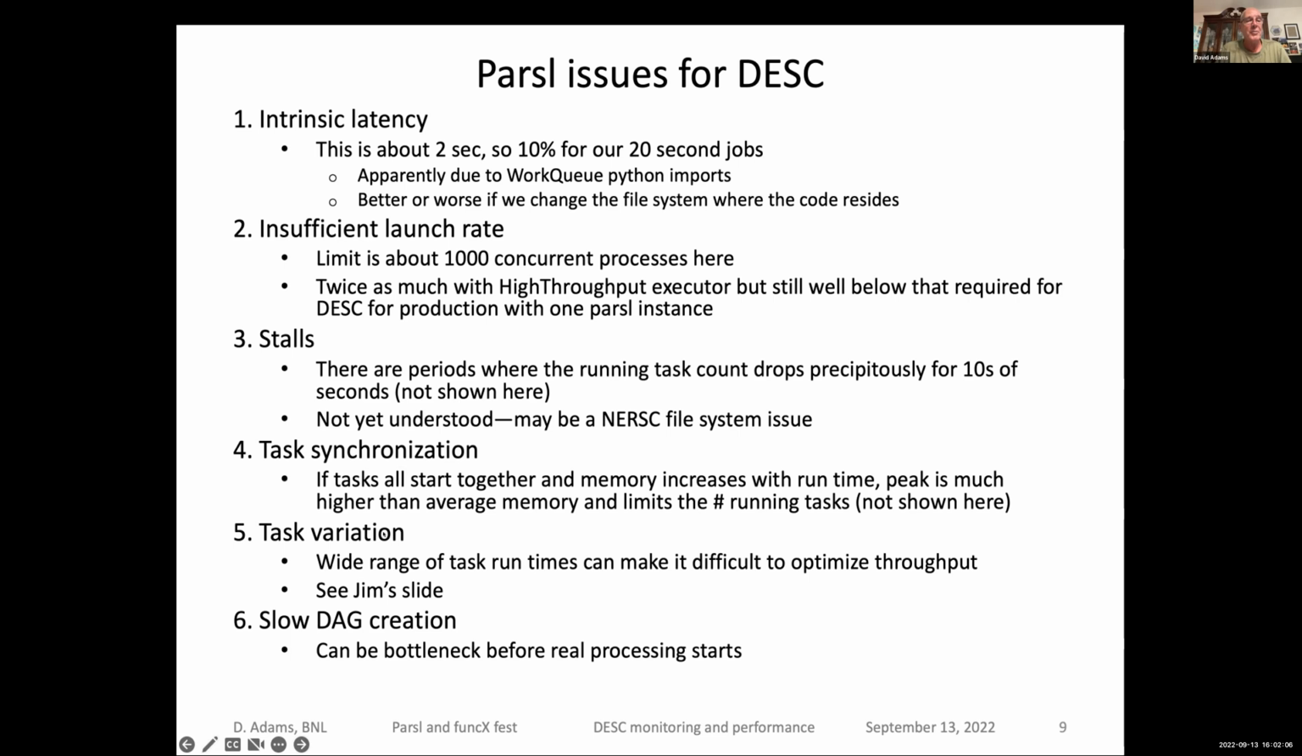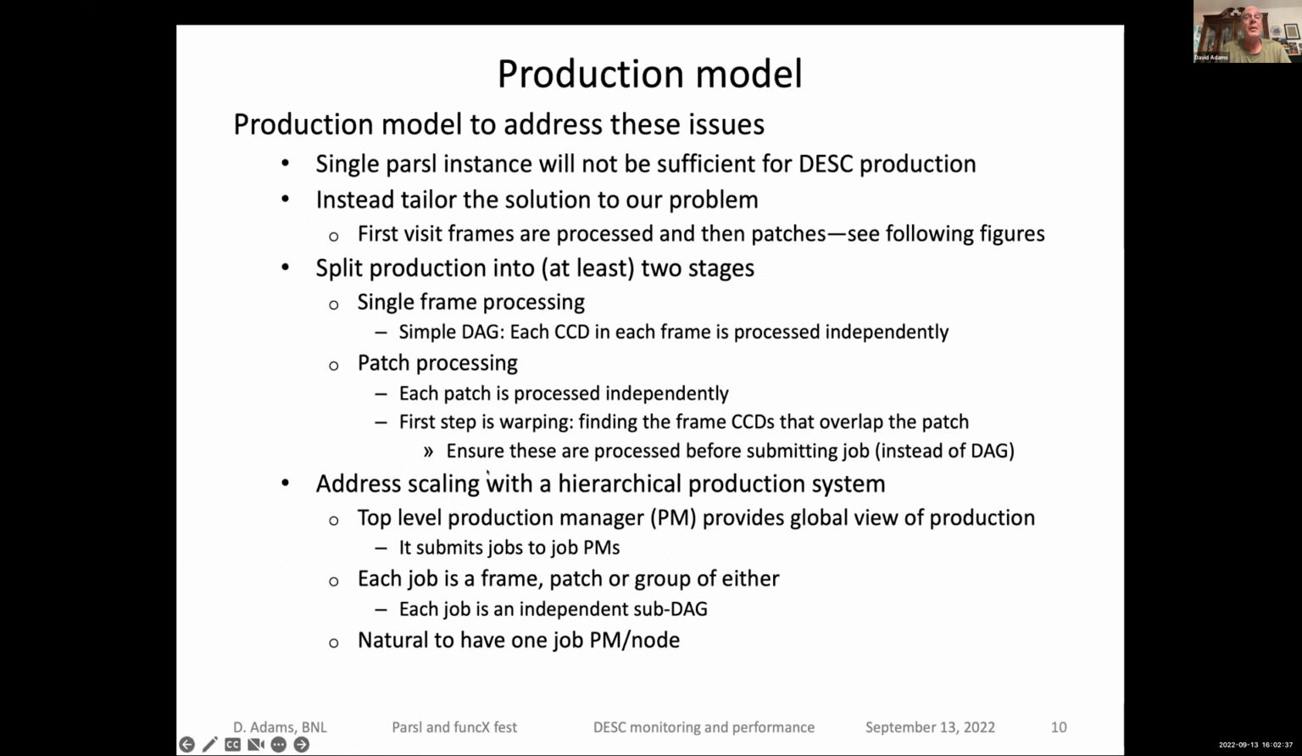The task variation, Jim already talked about this. We have a wide range of task runtimes and memory usage, so we need to balance those things in some way. Although we've been focusing on balancing processors and memory, I/O also happens at the end of the job, and maybe database access at the beginning when we want to build our DAGs. So we might want to take those resources into account as well. And this DAG creation can be quite slow, which again, I suspect is a database issue.